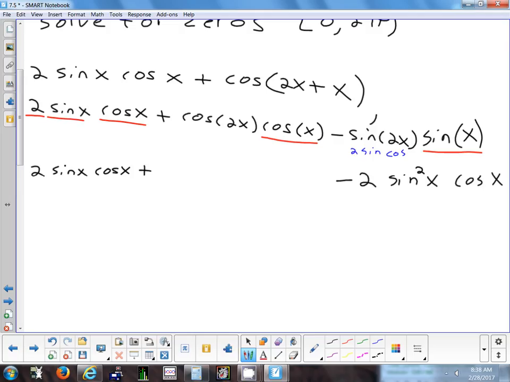Okay, that's the last part. 2 sine cosine times sine. All right, and now the middle part. There's a few different options we could try for the cosine 2x. Anybody have a thought which one of the 3 we should try?